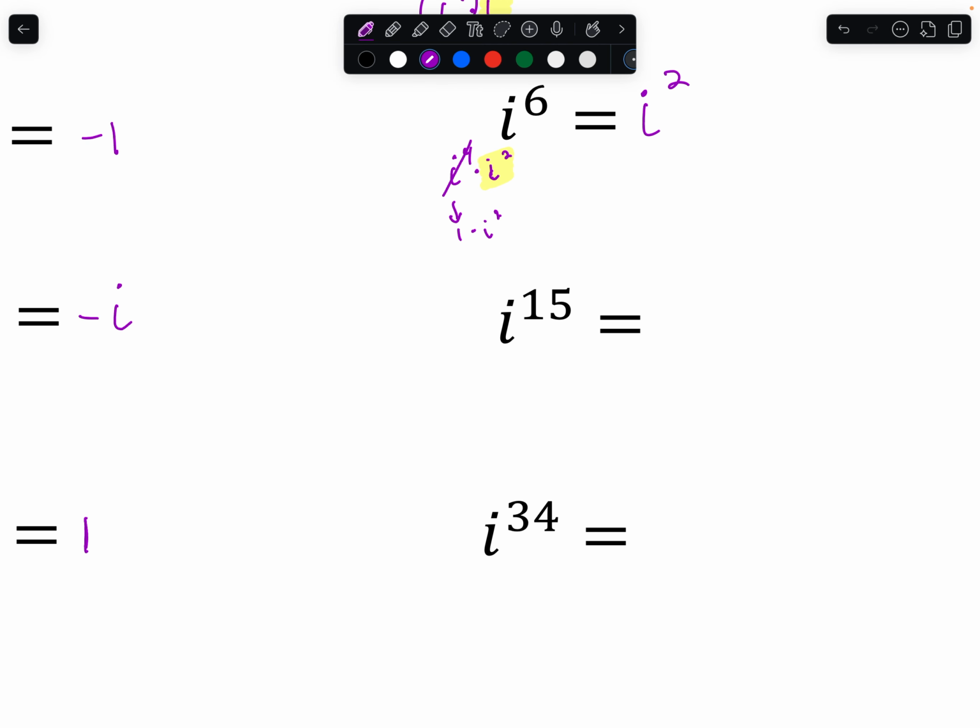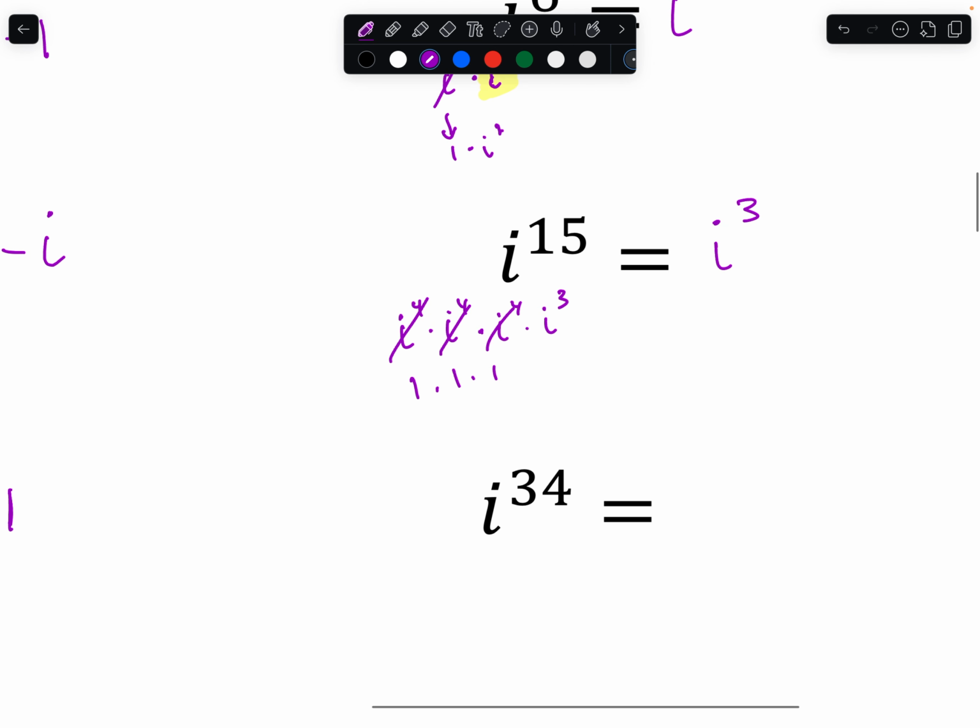We can do this with any power of i. How many sets of 4 are in i to the 15th? i to the 4 times i to the 4, that's 8, times i to the 4, that's 12. Then we have, what, 3 left over? So all of these equal 1, and 1 times 1 times 1 times 1, it's all just 1 times i to the 3rd equals i to the 3rd.